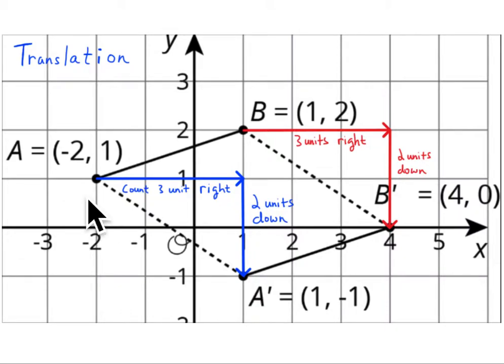For the translation, each point on the image moves the same distance along the x-axis, in this case 3 units to the right, both A and B, and moves the same distance along the y-axis in the same direction. So A moves 2 units down, and B moves 2 units down. So once again, both A and B move 3 units to the right and 2 units down, which moves the entire figure, the whole figure, 3 units to the right and 2 units down.